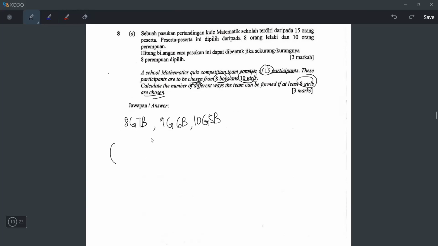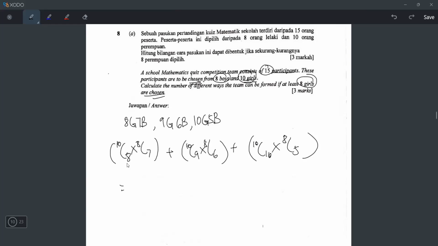So now I will open bracket. So 8 girls, 7 boys: 10 choose 8, so 10C8. 7 boys have to be chosen from 8 boys, so 8C7, with times in between. 9 girls chosen from 10 girls, so 10C9 times 6 boys from 8 boys, 8C6. Then 10 girls, 10C10, and 8 boys choose 5, so 8C5, times in between. But of course here you will put plus. Let's press all together, then you get the answer.